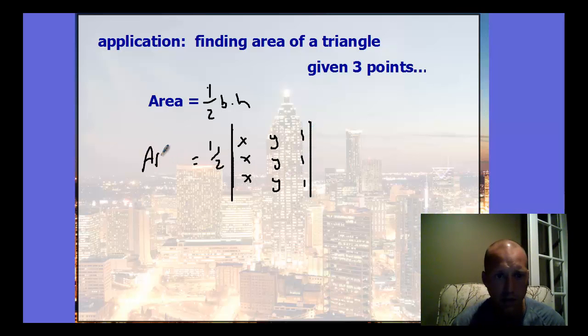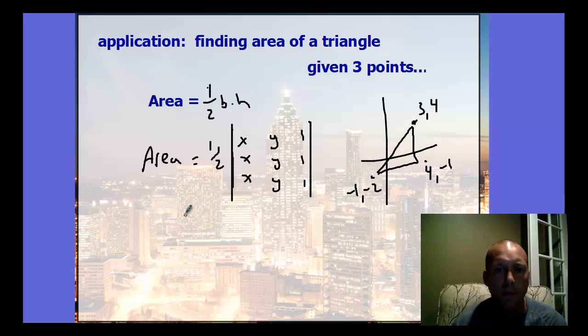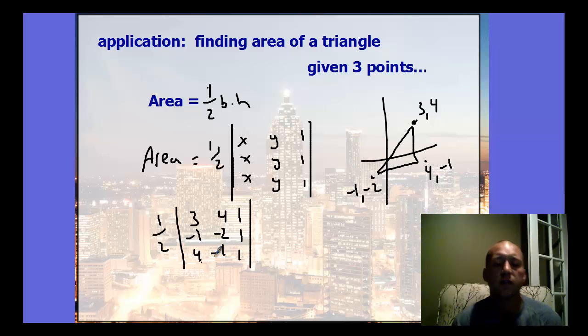This is how you find the area of a triangle. So if I have a triangle, we plug them in: 3, 4, 1, -1, -2, 1, 4, -1, 1. You need to find the determinant of that 3 by 3 and then cut it in half. And then we should have plus or minus here. Sometimes determinants are a negative value, so if that's the case, we use a negative 1/2 to make the area positive. If the determinant is positive, we use positive 1/2.